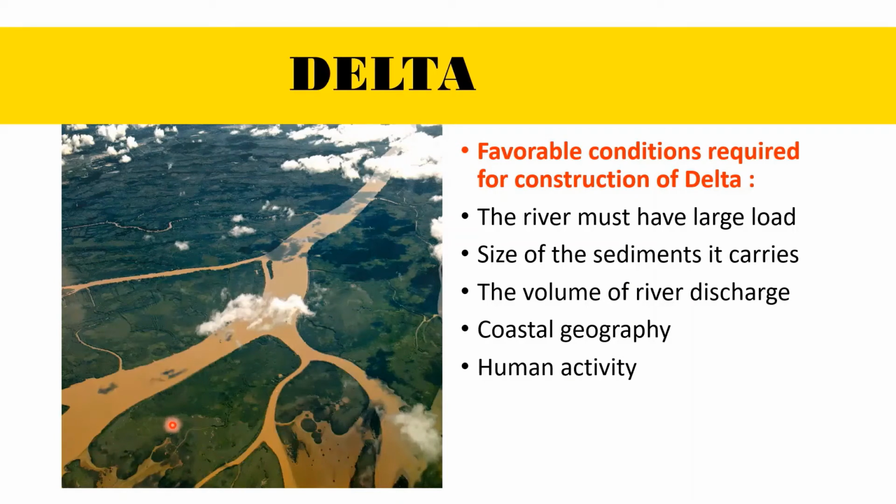Next, we will see what the favorable conditions are for the formation of a delta. First, the river must have a large load. Second, the size of the sediments it carries. Third, the volume of river discharge. The fourth one, vegetation cover in delta regions that is capable of trapping the sediments. The fifth one, the coastal geography. And the most important, human activity is now a dominant factor. And the sixth one is the tidal range conditions.